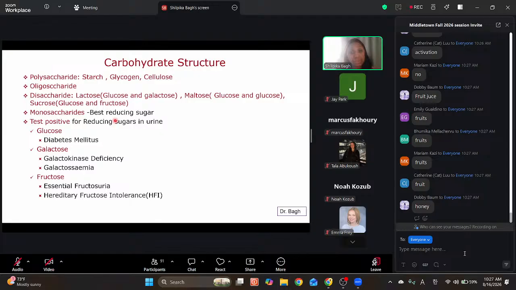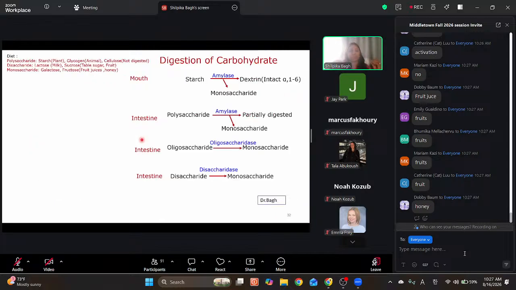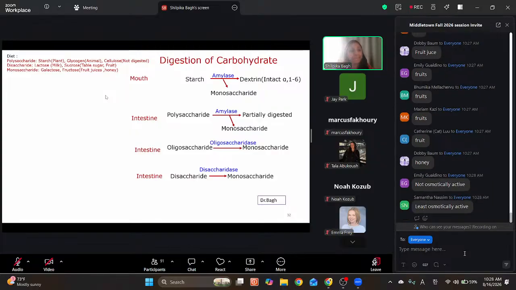From bake sales, you collected them all. Monosaccharides are not just the best reducing sugar. Please don't do this. Remember, this will come in foundation too. But I want you to know that monosaccharides are not just the best reducing sugar. That's why they give positive dipstick tests, but they are also the only absorbable form. Why are monosaccharides the only absorbable form? Why does the body do that? What's the reason? Anyone? Because they are less osmotically active and can be easily absorbed.